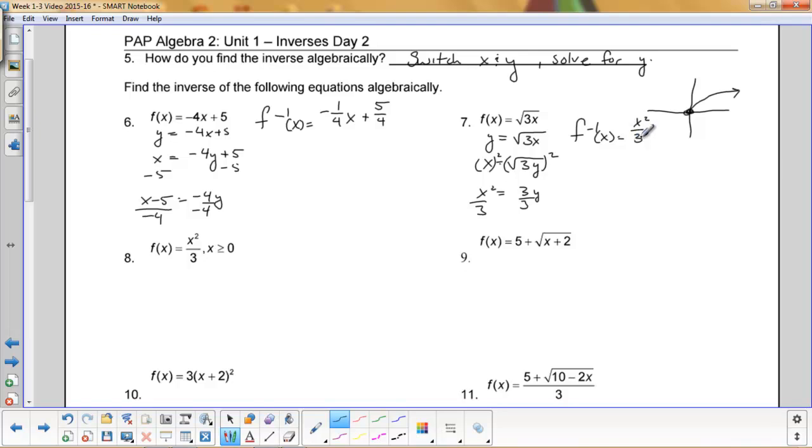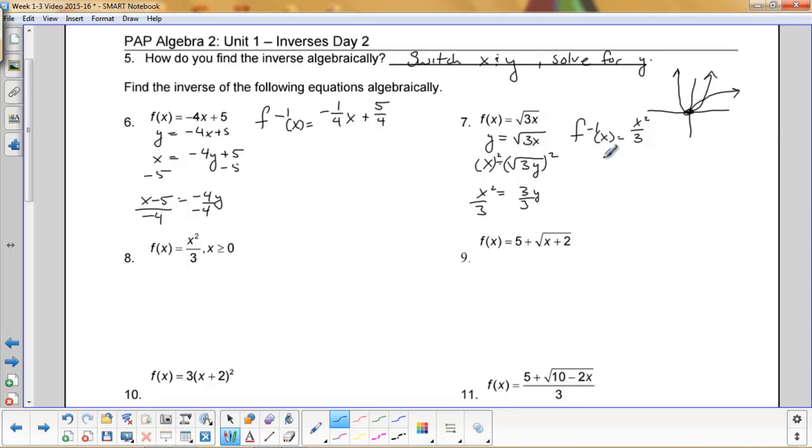Okay. Putting this particular graph on here, it looks like this. These two graphs are not identical. In fact, what is missing from the original that the inverse has is this negative branch of the parabola. Now, because the original has a restriction, the inverse must also carry that same restriction with it.